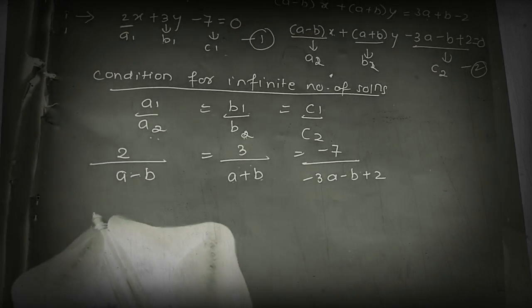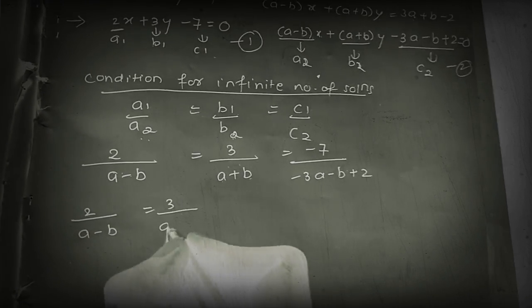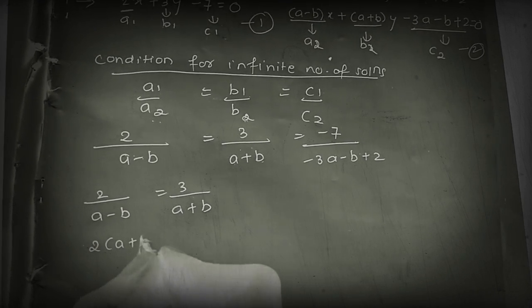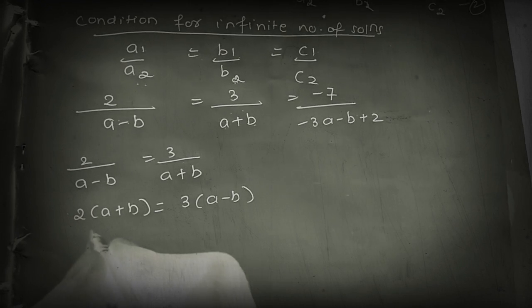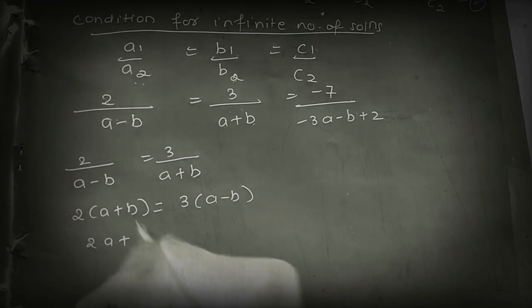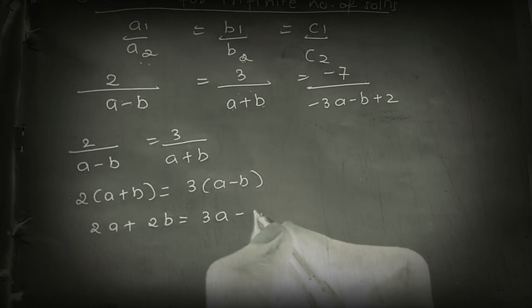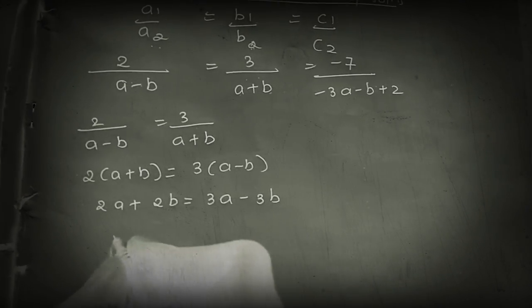So let us start. 2 upon a minus b equals 3 upon a plus b. Solving this, it will be 2 into (a plus b) equals 3 into (a minus b). So this will be 2a plus 2b equals 3a minus 3b. You can solve this. So what will we get here?